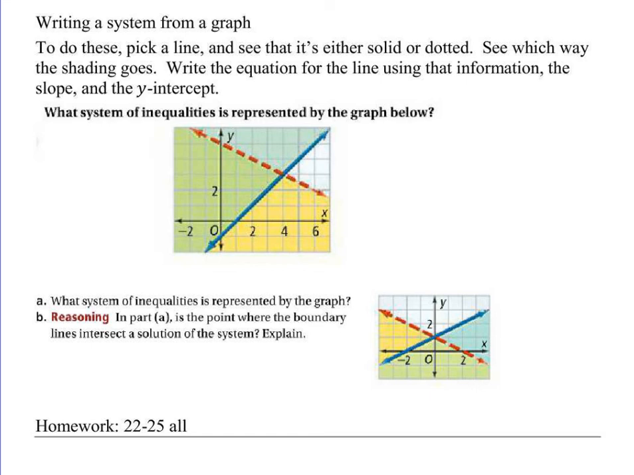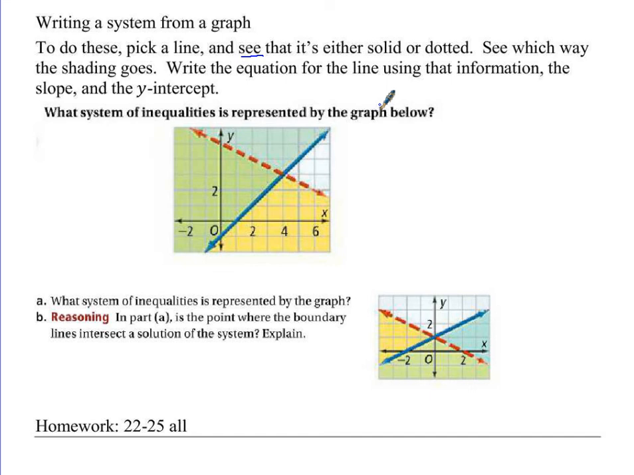So to do these, pick a line. Doesn't matter which one you pick first, just pick a line. And then see that it's either solid or dotted. And then see which way they're making it shade. If it's shading above, you're going to write this symbol greater than. If it's solid, then it's greater than or equal to. If it's dotted, then it's just greater than. If it's shading below and solid, then you're going to write less than or equal to. If it's shading below and dotted, then you're going to write just less than.